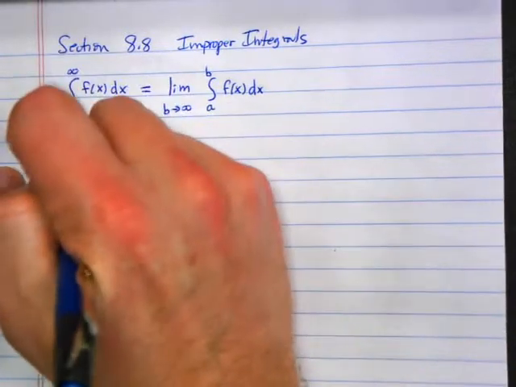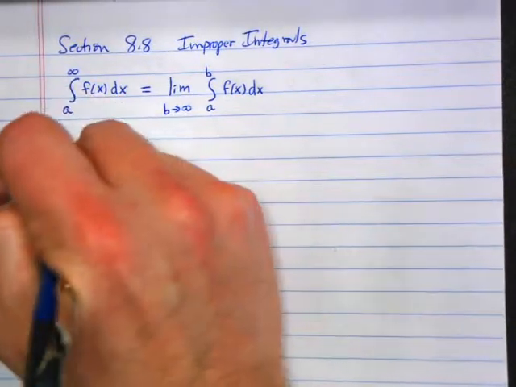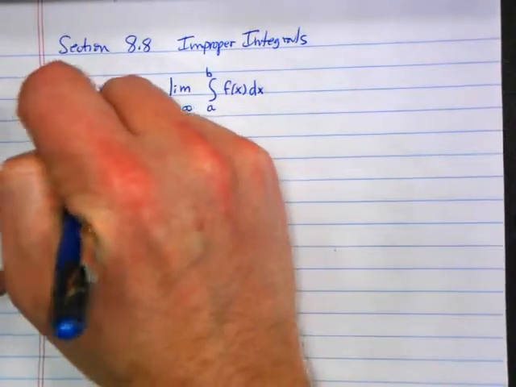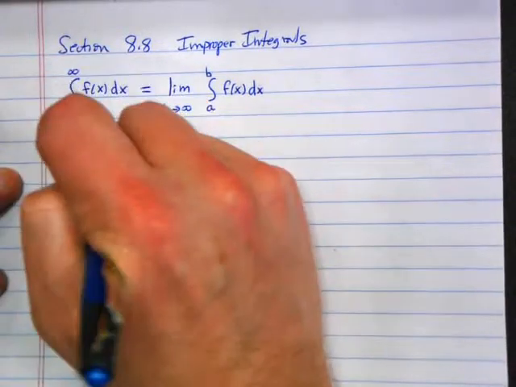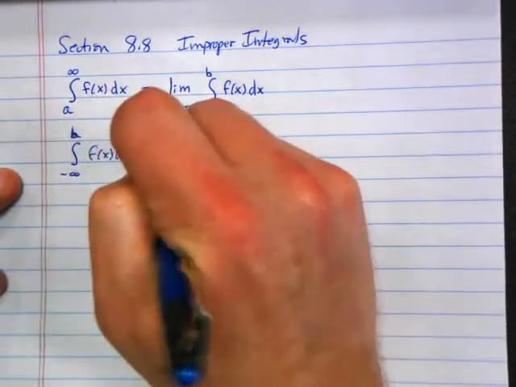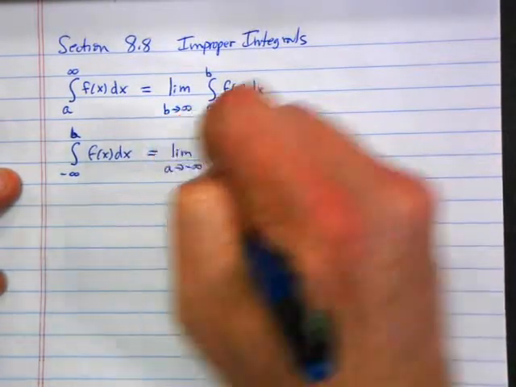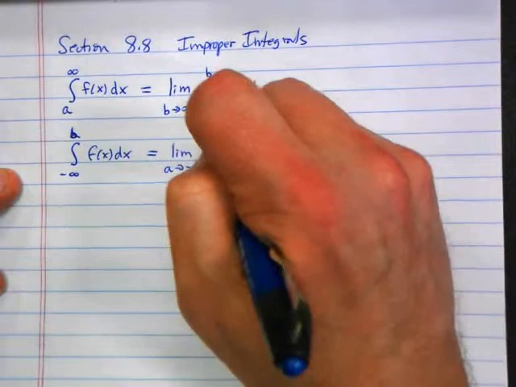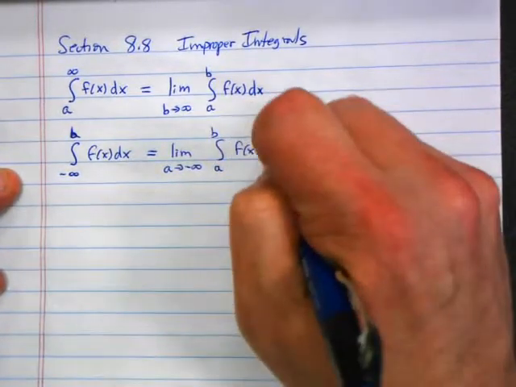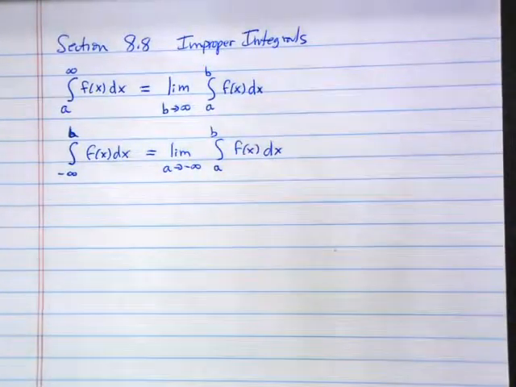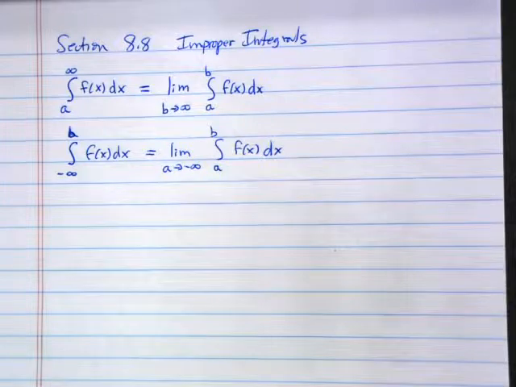Or you could have the integral from negative infinity to some number b of f of x dx. And we'll do this one the same way. We'll take the limit as a goes to negative infinity of the integral from a to b of f of x dx. If those limits converge, then we will say that's the value of that integral. If the limits diverge, then we'll say the integrals diverge.